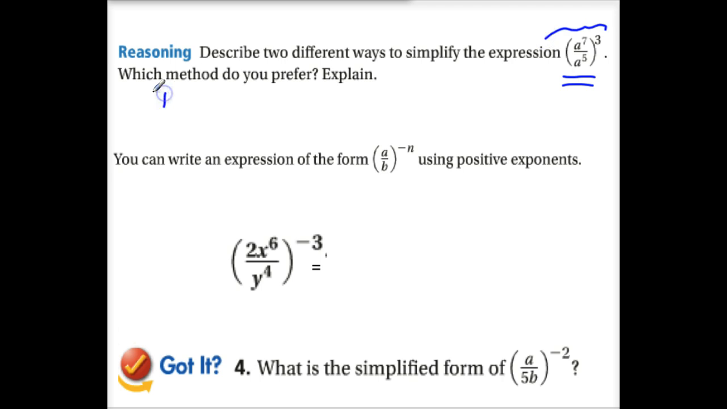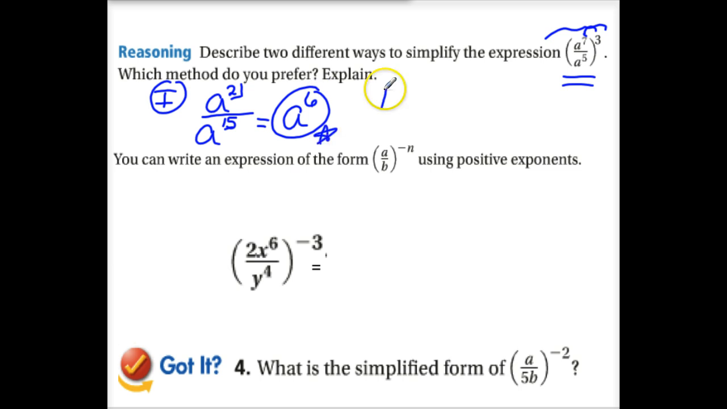Most common method, method number 1, is bringing this power in. Totally legal. Saying it's a to the 21st over a to the 15th, recognizing the common base, and then saying there's 6 more on the top than on the bottom, or subtracting those. Correct answer, 100% super.